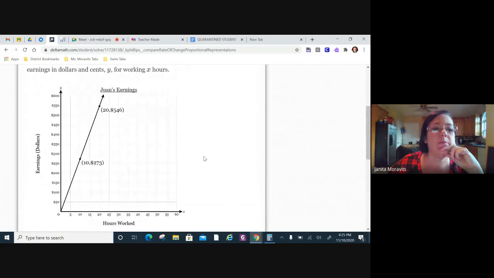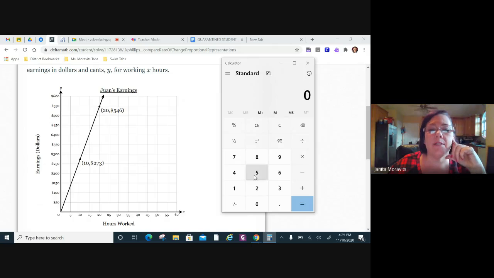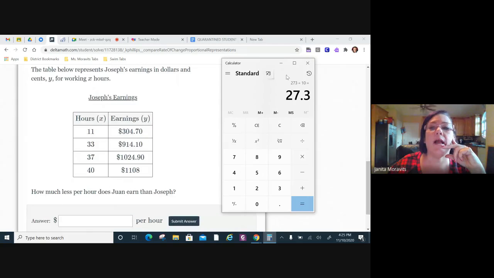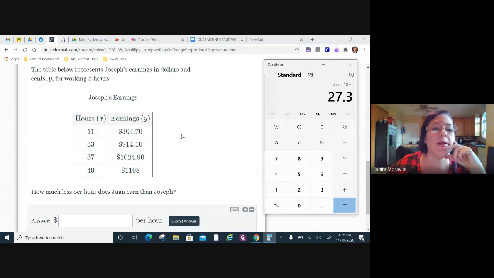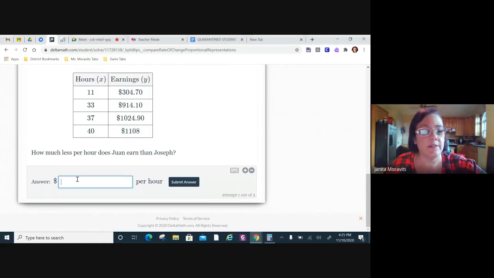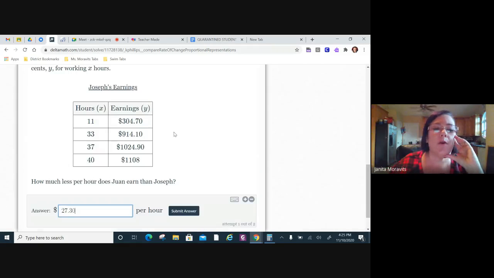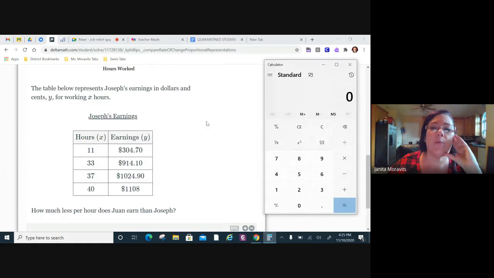All right, well, first thing we're going to do is figure out what Juan makes per hour. And we've got it right here. If he works 10 hours, he makes $273. So we can find out how much that is per hour by going 273 divided by 10. So he makes $27.30 per hour. So let's just move this over here out of the way. Let's write it here so that we see it, $27.30. Now that's not our final answer. We're just writing our number down so that we can refer back to it.